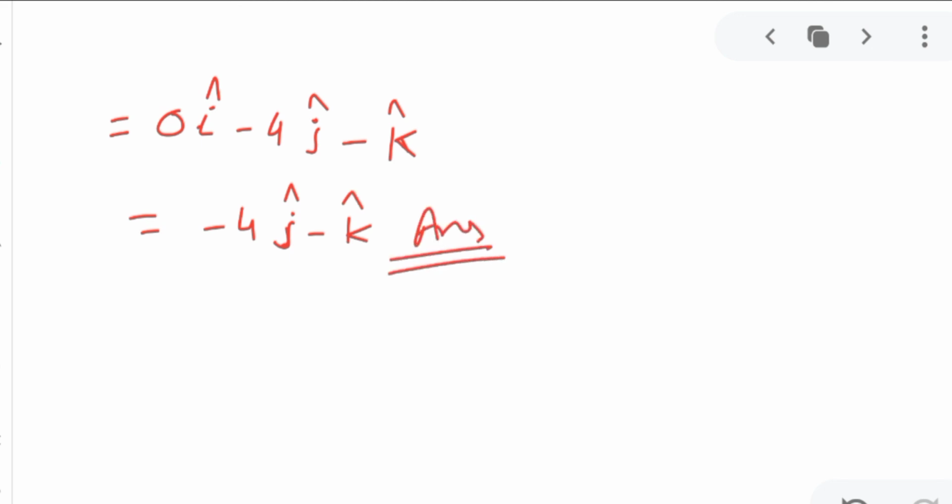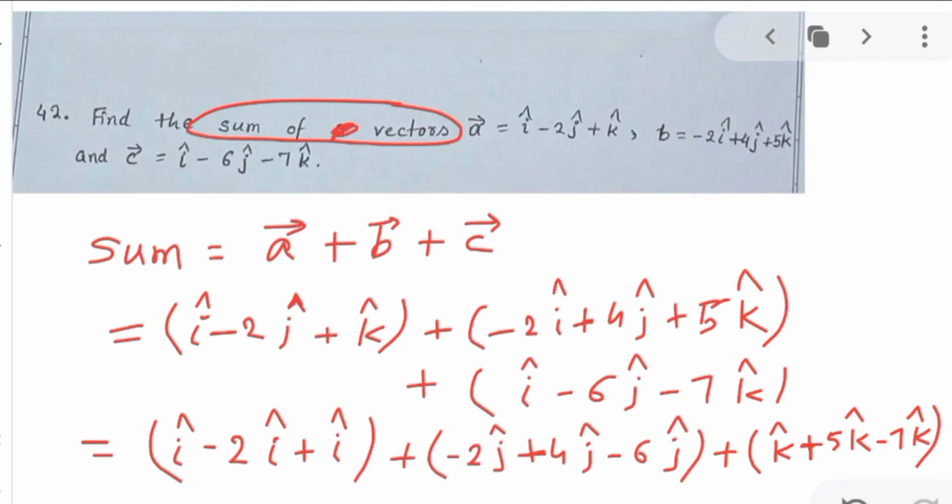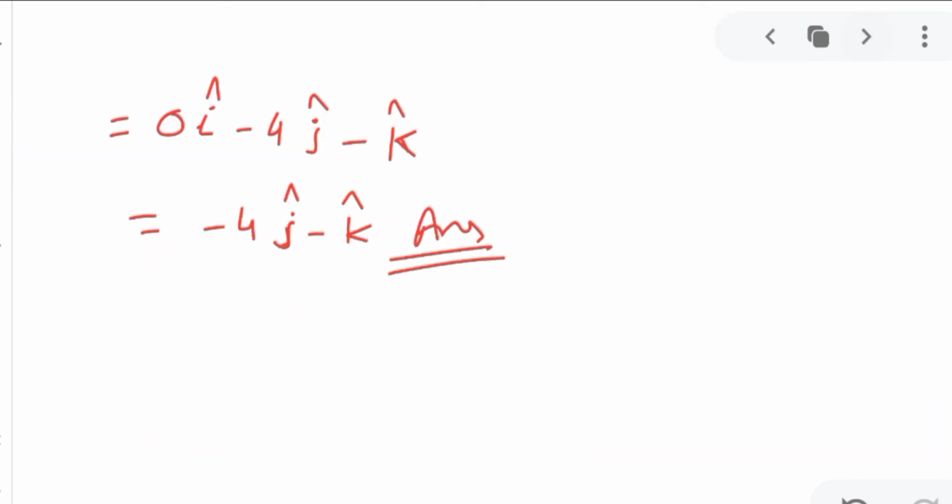Rest we have to find the sum. So all three vectors we added. Correspondingly you will add i with i, j with j, k with k. Just calculate carefully, watching the plus and minus signs, and this will be your answer. Minus 4j minus k will be your answer. So I hope you understood.